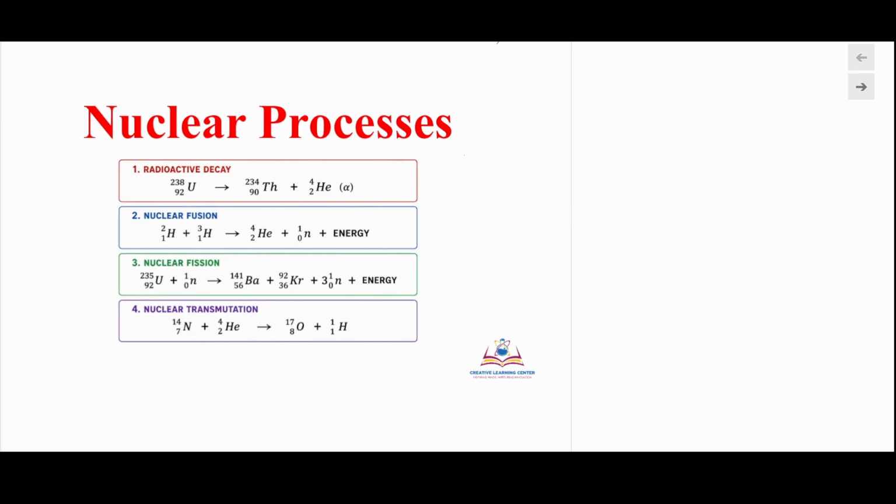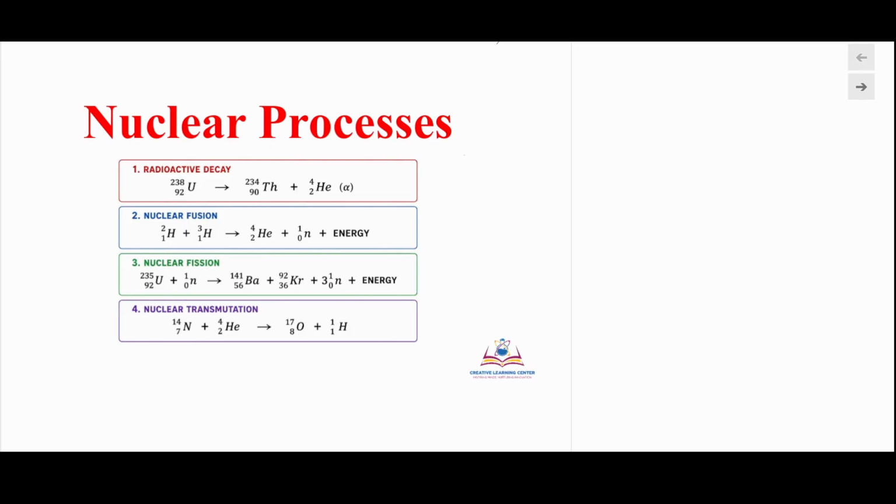What do you understand by the term nuclear processes? These are basically reactions which take place within the nucleus, or nuclear reactions. What we need to understand is what it means. As you can see on your screen, I've talked about four types of nuclear reactions.